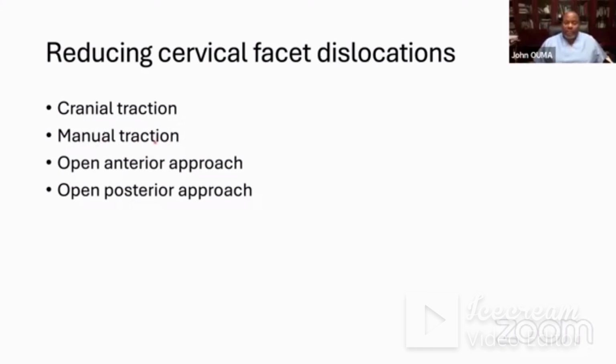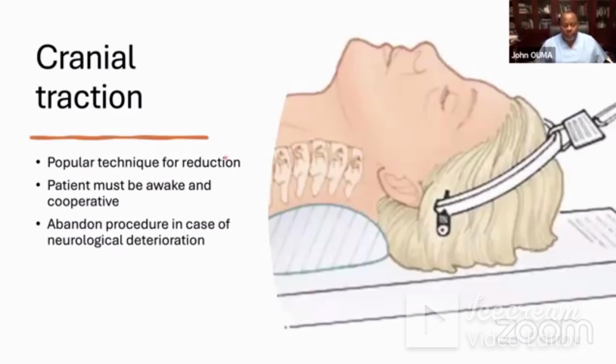So manual traction is another one we'll talk about. And then, of course, the open approaches, which may be anterior and posterior. So again, just to go through the obvious for many people here, craniotraction, which employs, in its commonest form, Gardner-Wells tongs or various other tongs that are applied to the skull.